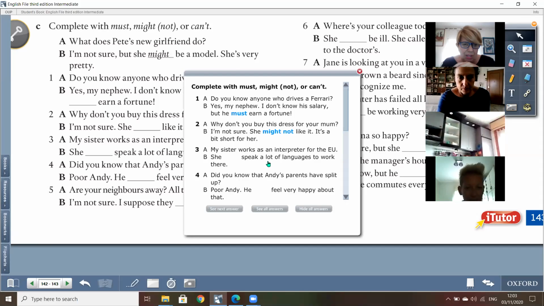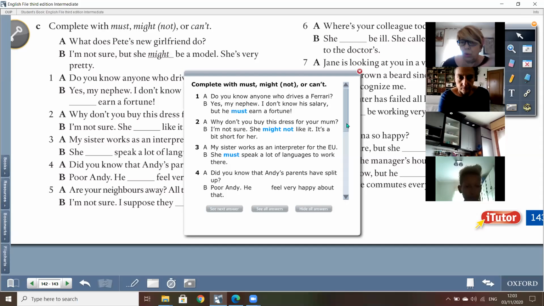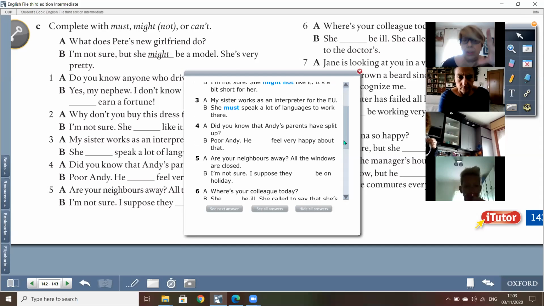My sister works as an interpreter for the EU, the European Union. She can... Ma can non potevo mettere? No, because it's not an ability. She must speak a lot of languages to work there. Yeah, that's it. You have no choice. If you speak languages, okay, otherwise you can't work there.